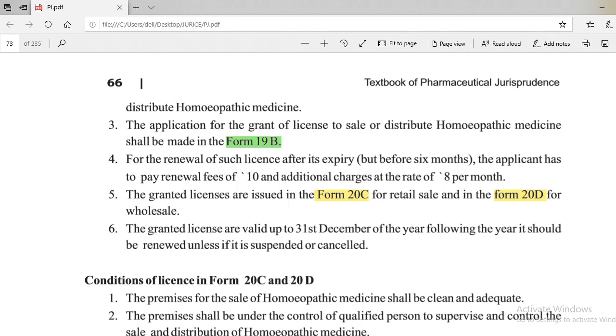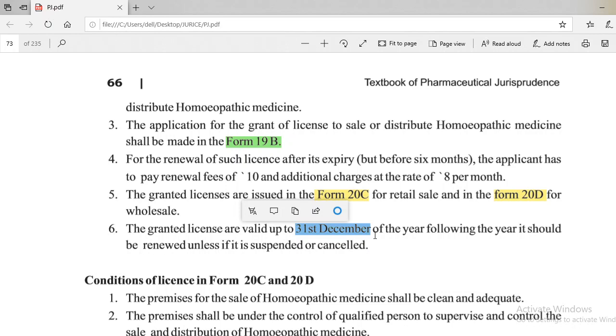One thing I want to tell you here about this 31st December. Yesterday only I have seen my pharmacist license, and I have applied for this pharmacist license in I think August, and I was granted the license in September 2017, correct? So ideally 18, 19, 20, 21 and 22. So in 2022 it should expire, but it is expiring on 31st December 2021, correct?